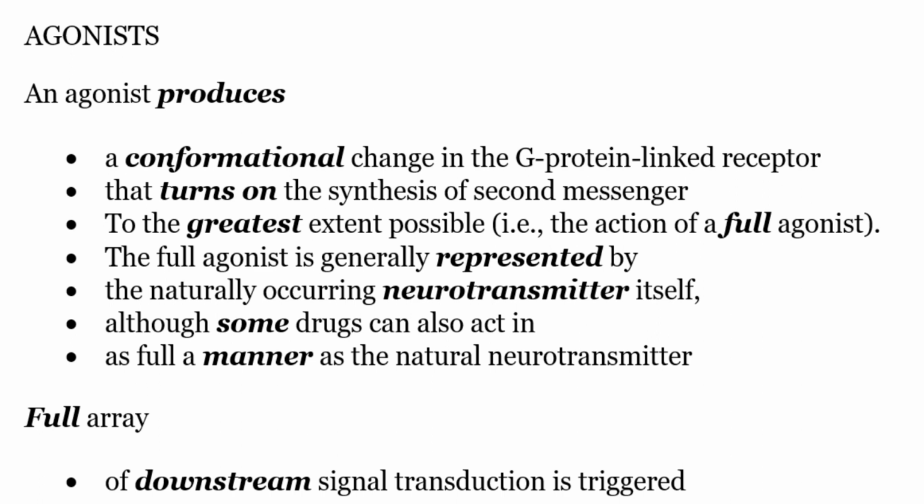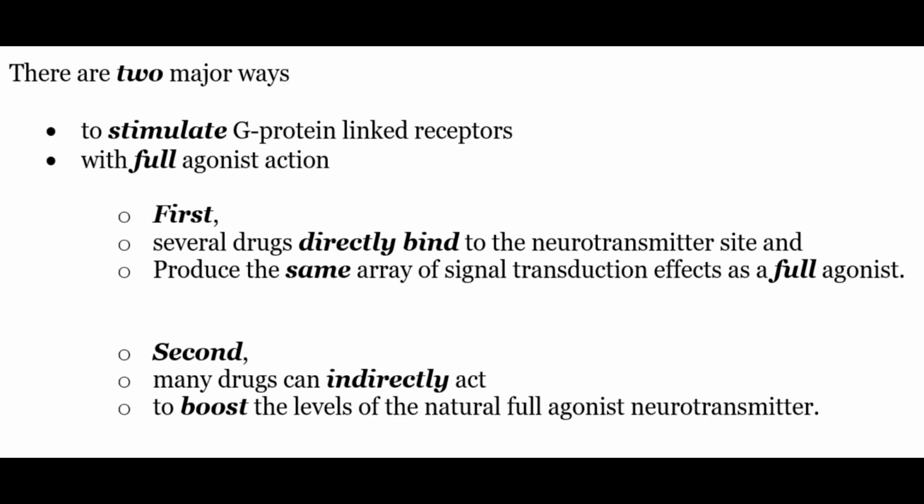An agonist produces a conformational change in the receptor that turns on the synthesis of second messenger to the greatest extent possible. The full agonist is generally represented by the neurotransmitter itself, but some drugs can also act in the same manner. Thus, an agonist triggers the full array of downstream signal transduction. There are two major ways to stimulate G protein linked receptors with full agonist action. First, several drugs directly bind to the neurotransmitter site and produce the same array of signal transduction effects as a full agonist.